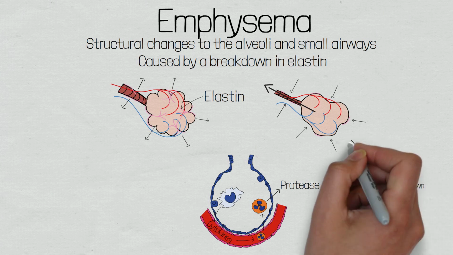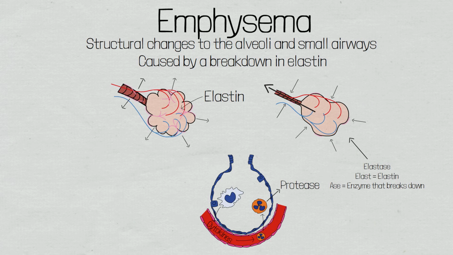As elastin is broken down, not only do alveoli lose their ability to stretch and recoil, but the elastase destroys the septa within the alveoli. This loss of tissue greatly diminishes the surface area available within the alveoli for diffusion to take place.